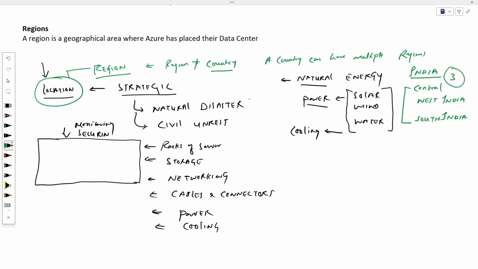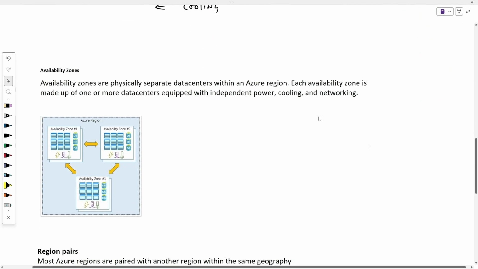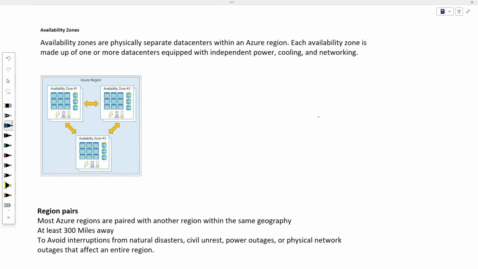Now we understood what a region is all about. Basically, it is a strategic location where they place the cloud data center, and it is a very highly secured data center at the physical level and also at the infrastructure level. And they have a very robust way of monitoring their hardware and their infrastructure. We understood about the regions. Let us see what an availability zone is.